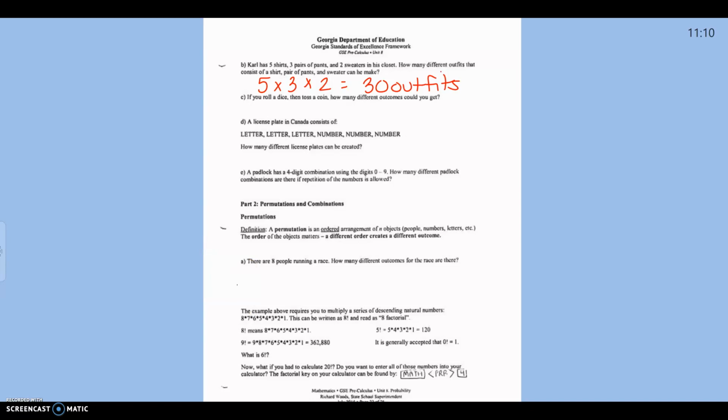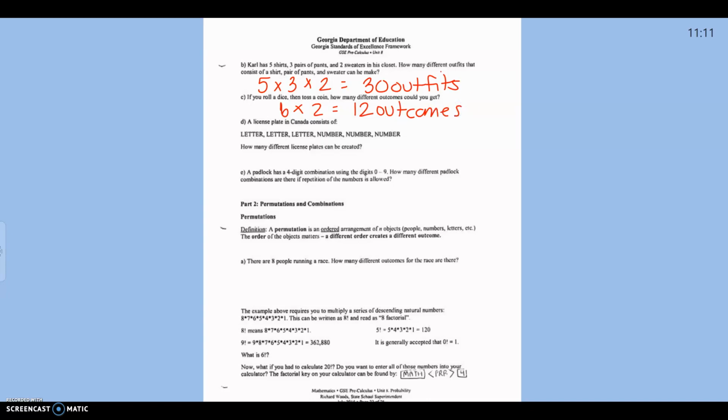When you roll a dice, how many sides does a die have? 6. So you have 6 possibilities. And then you toss a coin, and remember, coins only have heads or tails, so you only have 2. So you end up with 12, okay? So that would be, we would just say 12 different outcomes.